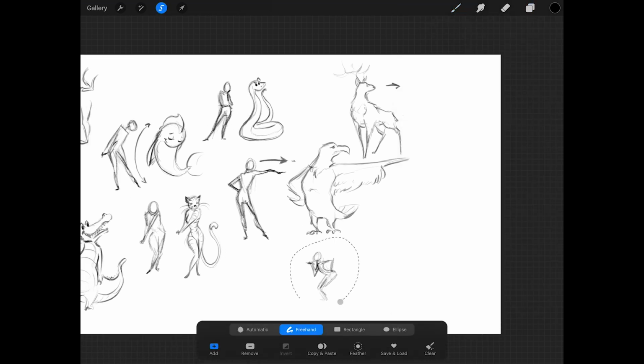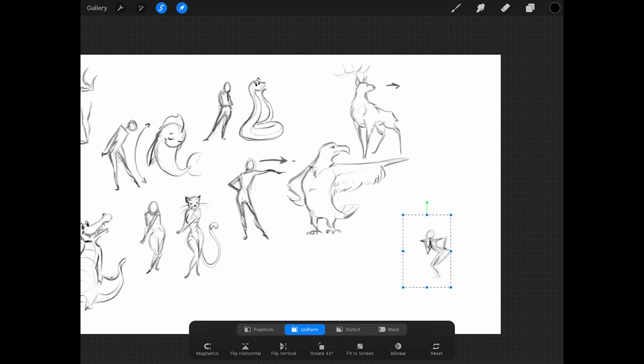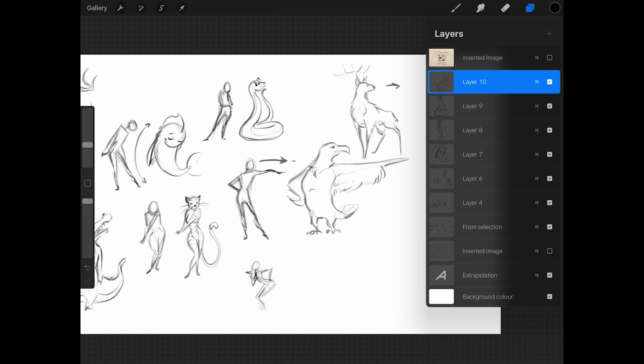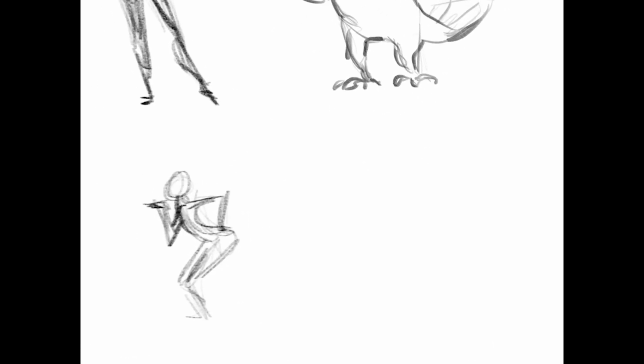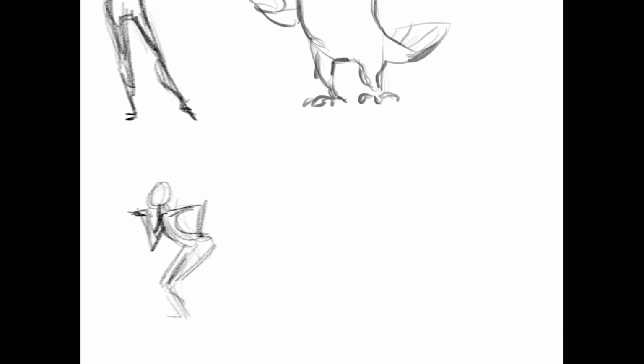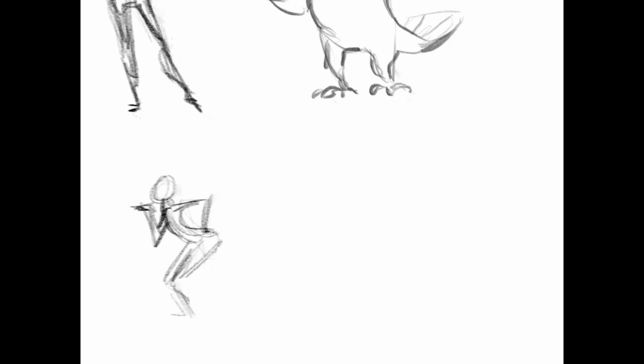So, lastly, we have a character blowing a kiss. Let's do something that is super cute, but still a bit ironic. So let's do a skunk.